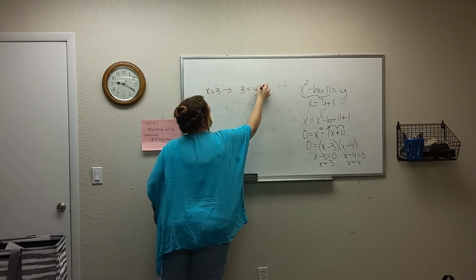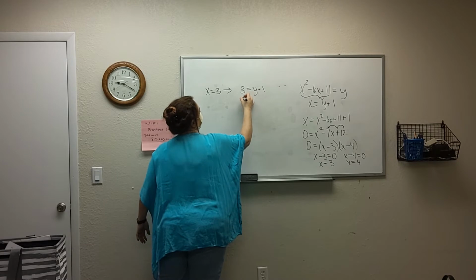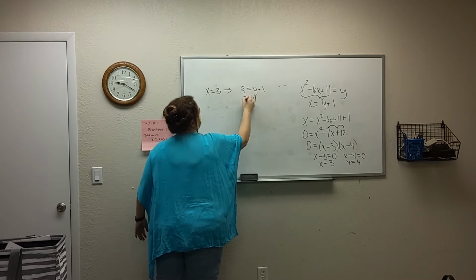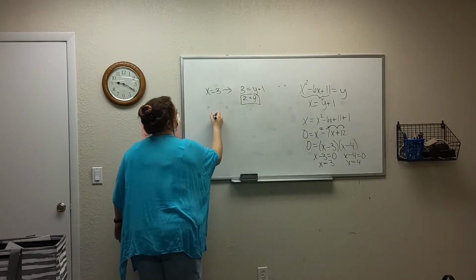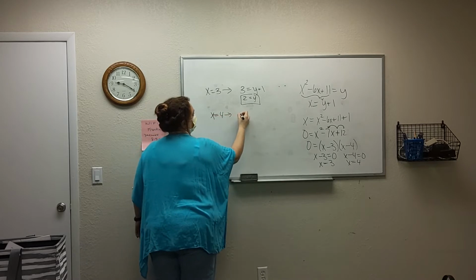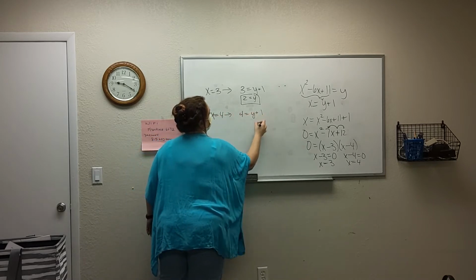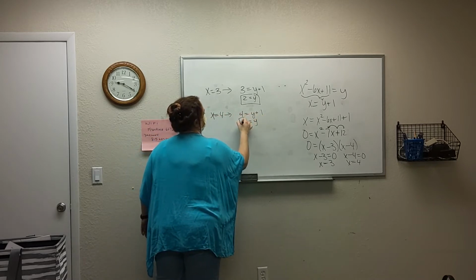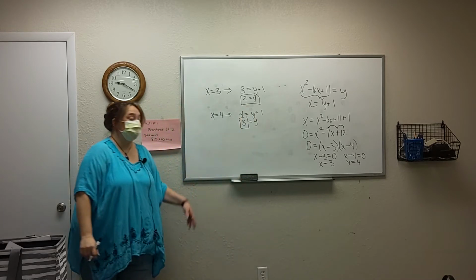So if x is equal to 3, 3 equals y plus 1, which would mean that y is equal to 2. So there's one answer. If x is equal to 4, then 4 equals y plus 1, and y will be equal to 3. Those are both correct answers.